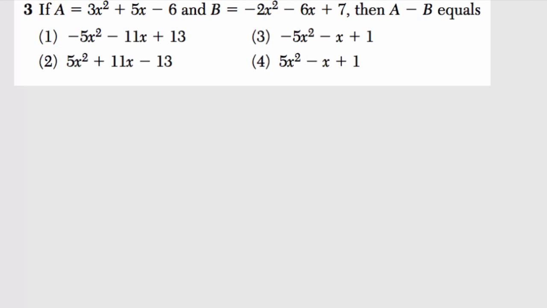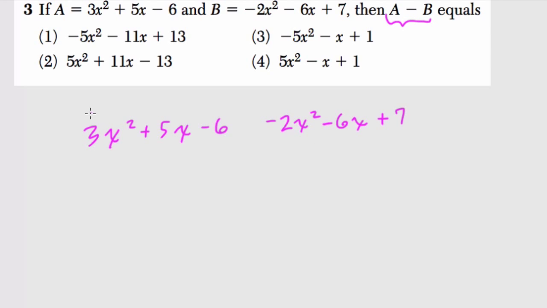Alright, so in this problem we have the fact that a equals 3x squared plus 5x minus 6. So that's what a equals. 3x squared, I like to rewrite these things, plus 5x minus 6. And b equals minus 2x squared minus 6x plus 7. And they want to know, what does a minus b equal?